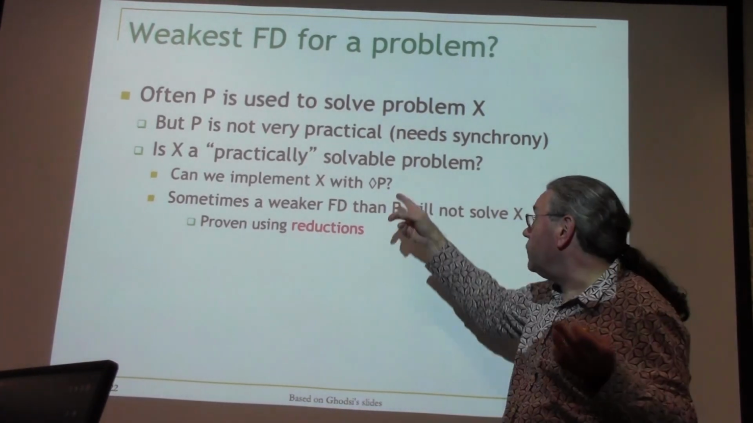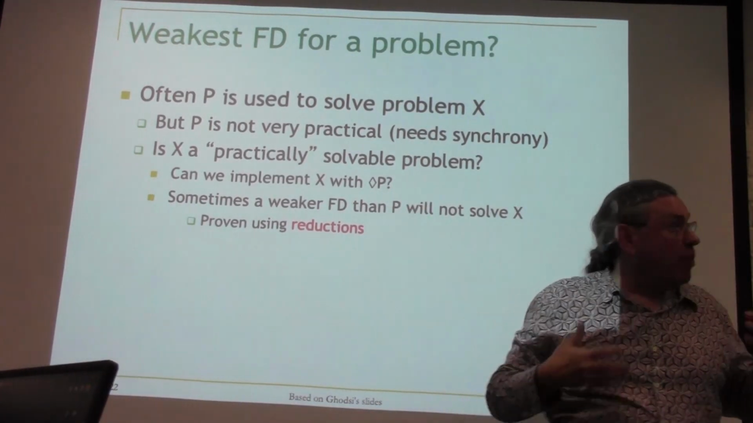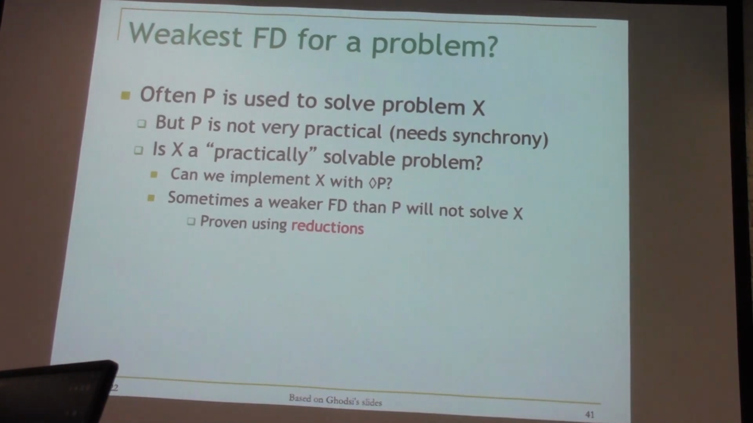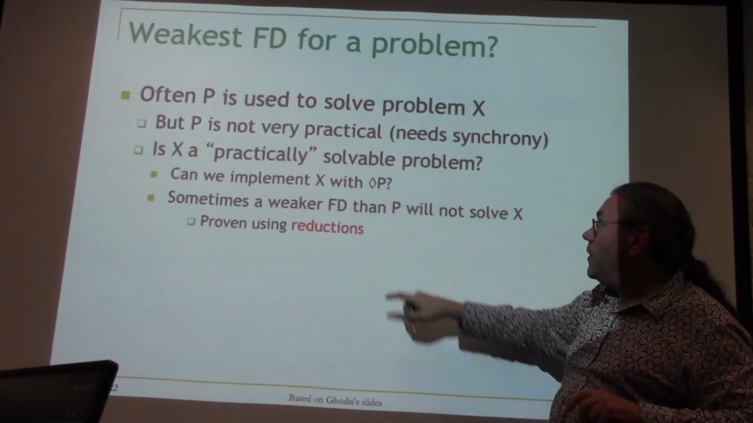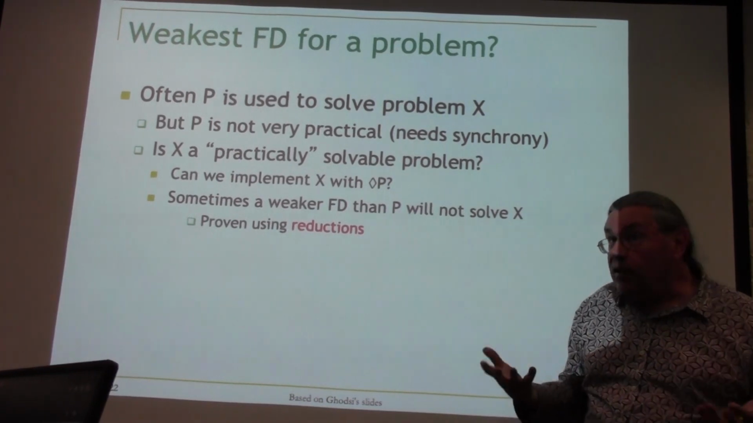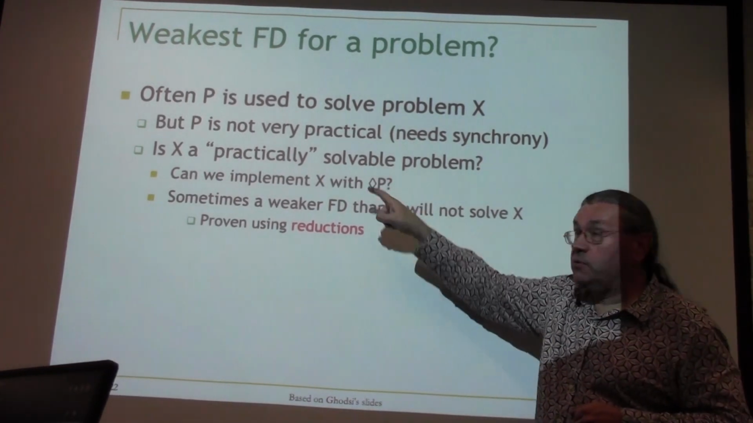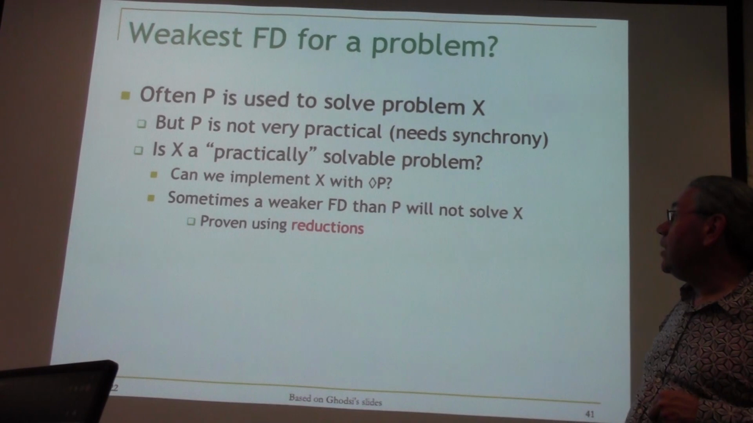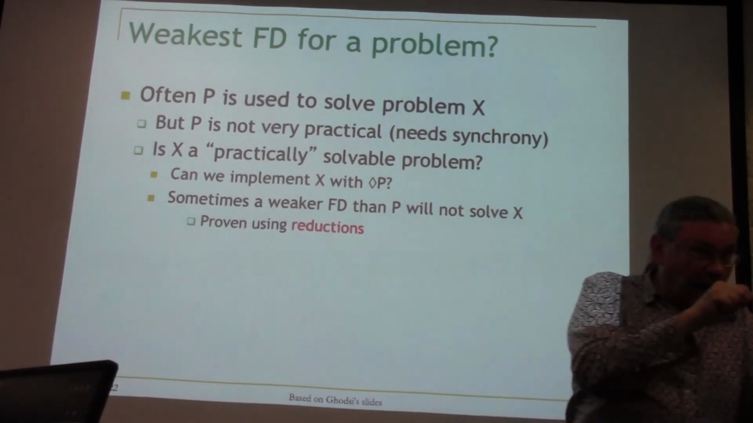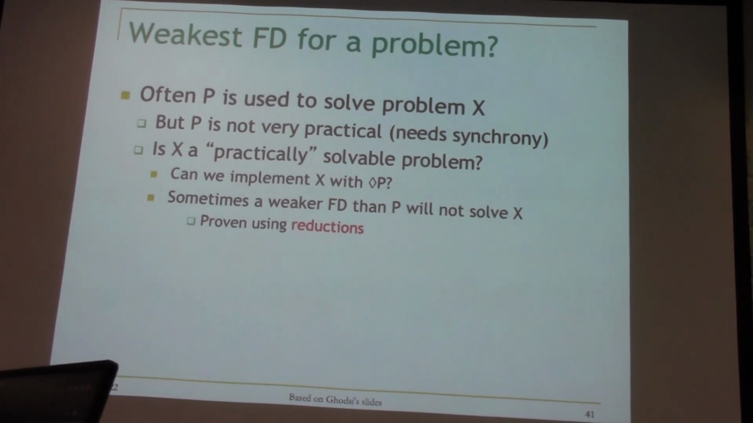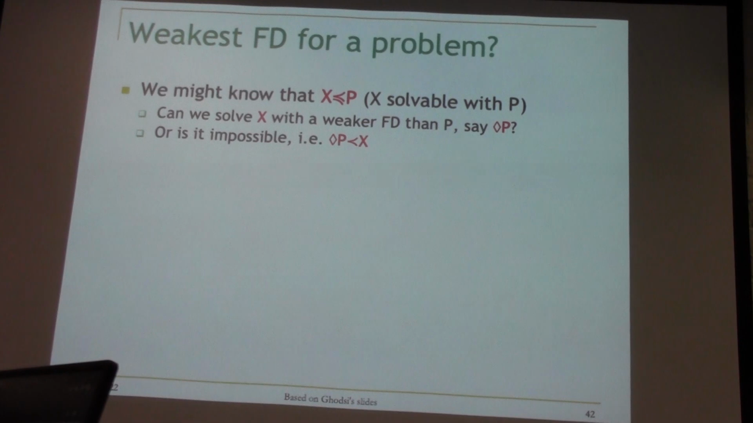That's an important question. And throughout the whole course, we're going to try to go from P to eventually P, yeah? In fact, we're going to show you an algorithm that works with P, and then we're going to say, but what we really want is an algorithm that works with eventually P, okay? And sometimes we can use reductions to prove that, okay? Sometimes we know enough that we can prove it using reductions, okay?